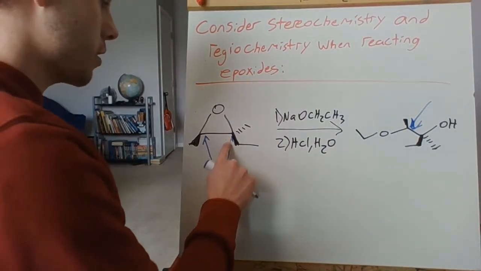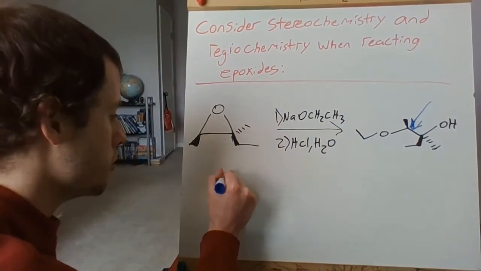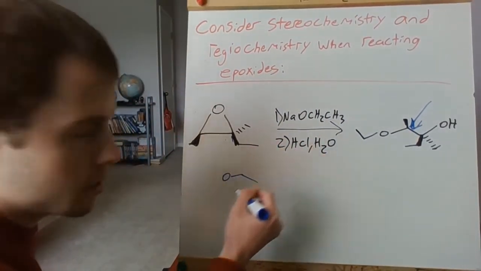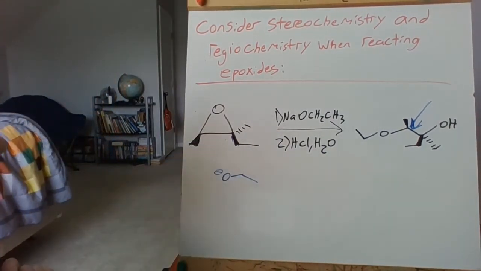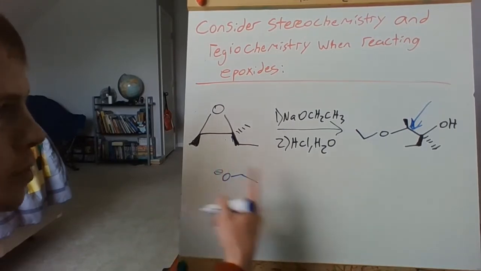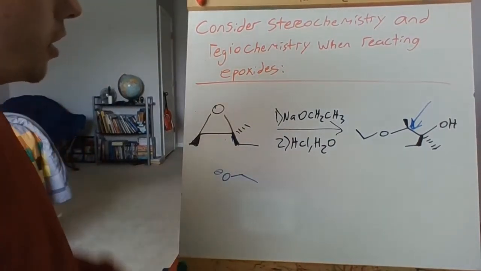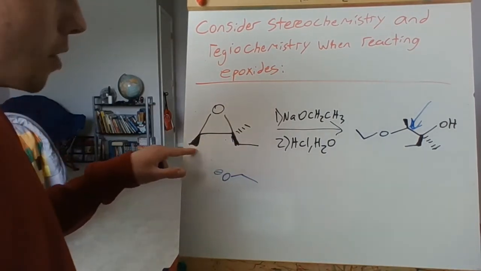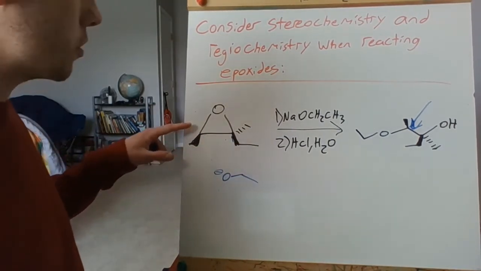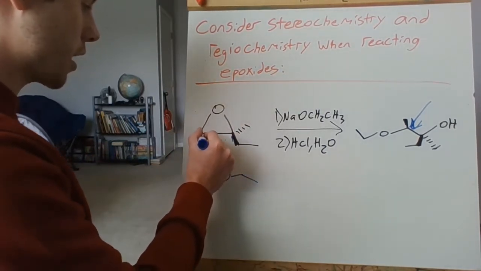If we go through the mechanism, we want to draw out sodium methoxide. Sodium doesn't mean anything, or ethoxide, sorry. And so we have our nucleophile. We know epoxides act as electrophiles. And so which side do we want to attack? When we're under basic conditions, we're going to attack the side that is least hindered. So this side has an ethyl group and a methyl group coming off. This side has a methyl group and a hydrogen coming off. So this is less substituted, and therefore it's going to be easier for our nucleophile to attack here.